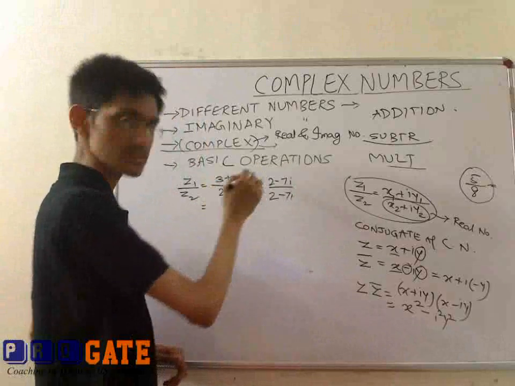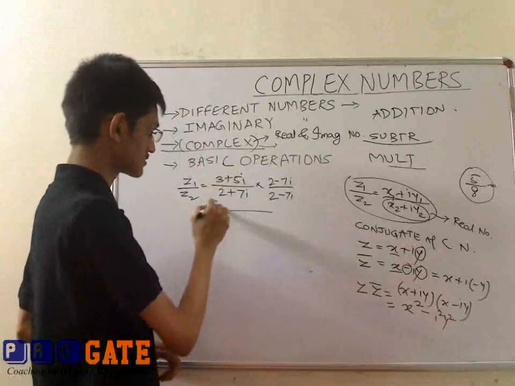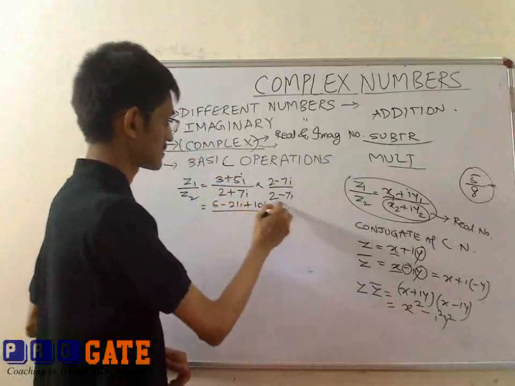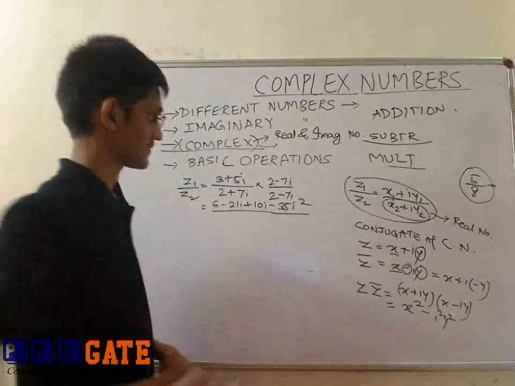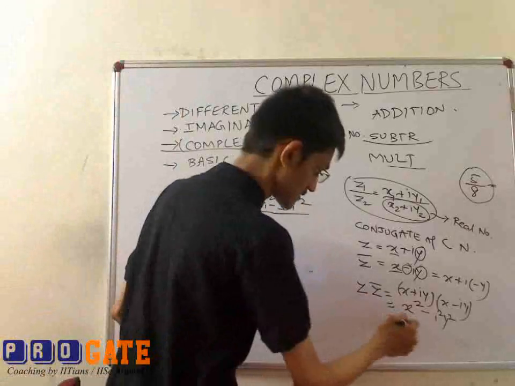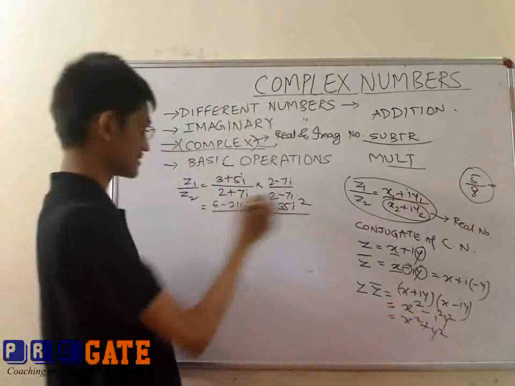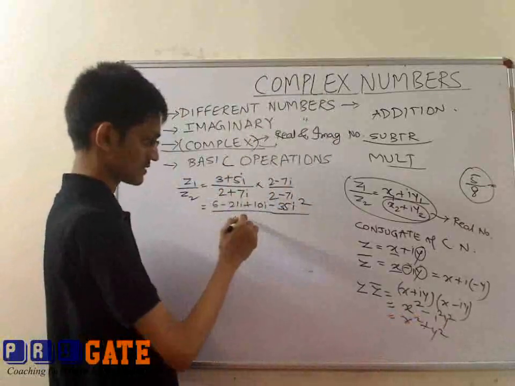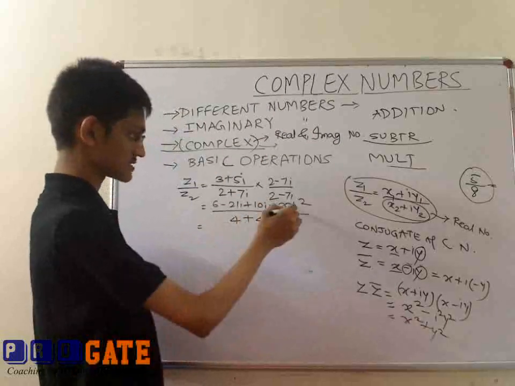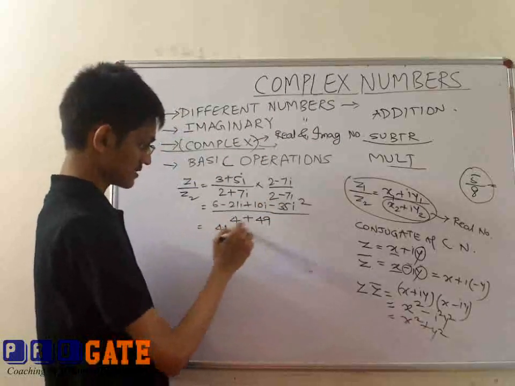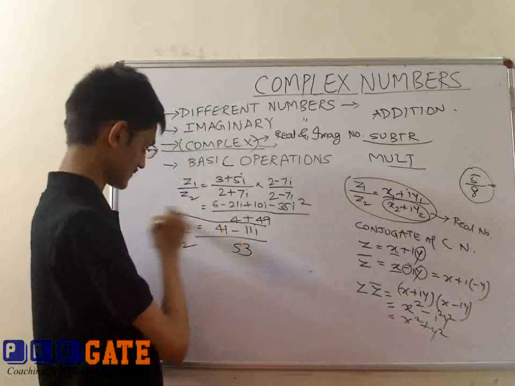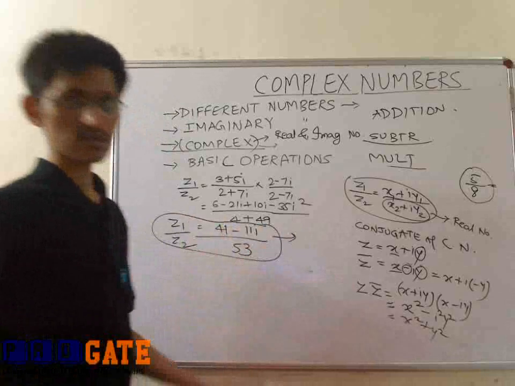Now here you have to perform the multiplication. It's 3 into 2, 6, minus 21i plus 10i minus 35i square. And for the denominator, you know z into z bar is nothing but x square plus y square. Similarly, this would be 4 plus 49. So overall, i square is nothing but minus 1, so 35 plus 6, 41, minus 11i, upon 53 is z1 by z2. And what you have got is a complex number.